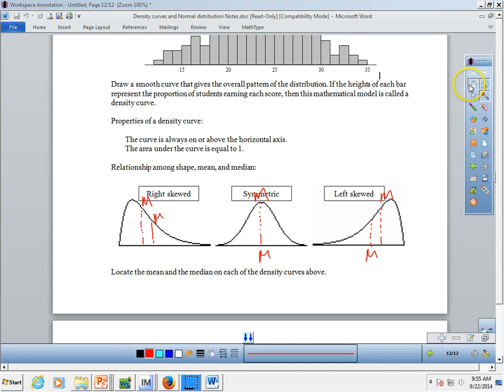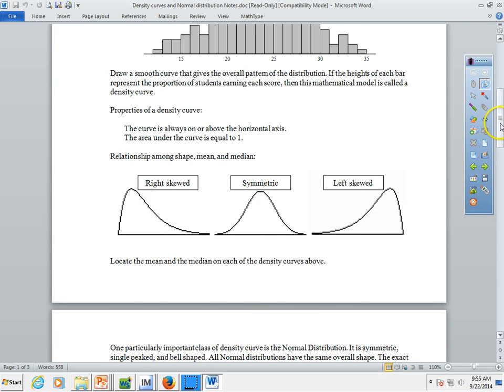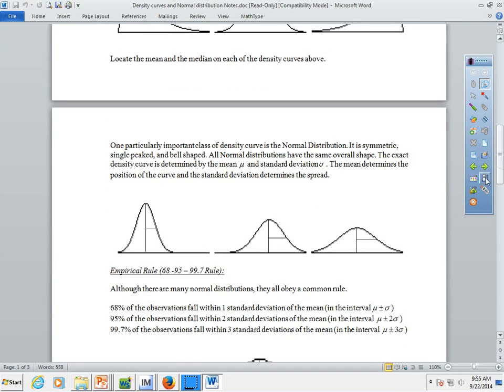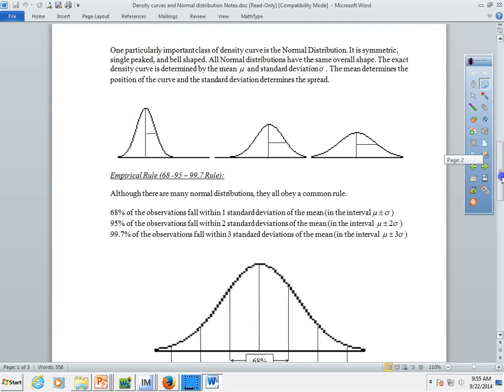Good. A little bit of a review about density curves, but what we want to talk about tonight, mainly, is an important class of density curves. It's called the normal distribution or the normal curve.